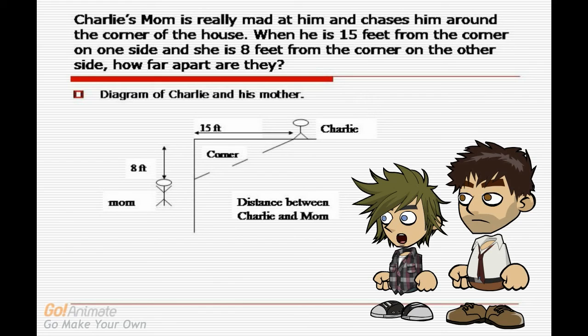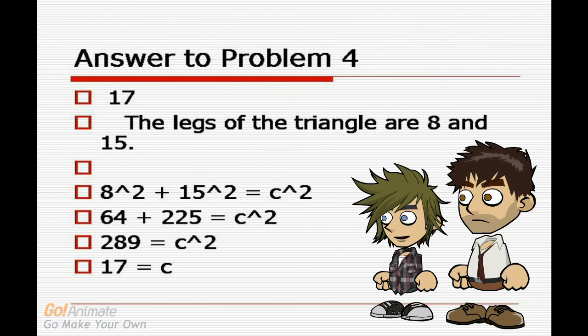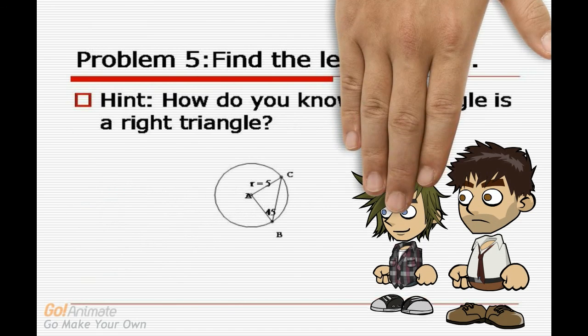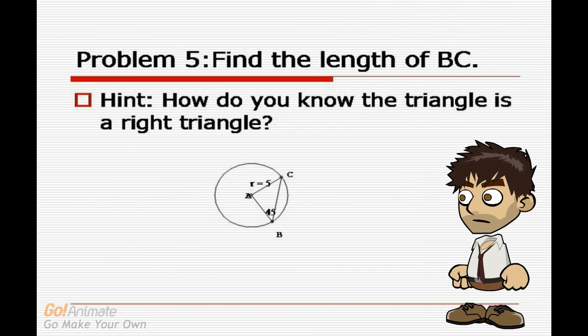Substituting into a squared plus b squared equals c squared gives 8 squared plus 15 squared equals c squared. We get 64 plus 225 equals c squared. 64 plus 225 equals 289. Taking the square root of both sides gives c equals 17. Thank you, Charlie. Rhonda, you're next.